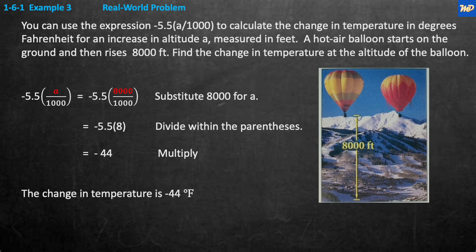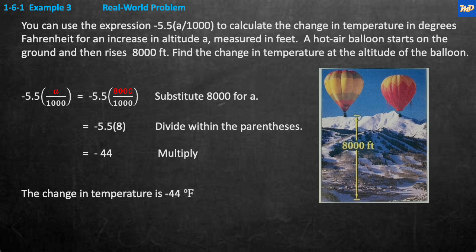Okay, we have a little geography problem or whatever it is here. Geology or whatever. Let's go with it. Example 3, a real world problem. You can use the expression negative 5.5 times the quantity A divided by 1,000 to calculate the change in temperature in degrees Fahrenheit for an increase in altitude A. That's where the A comes in here, measured in feet.